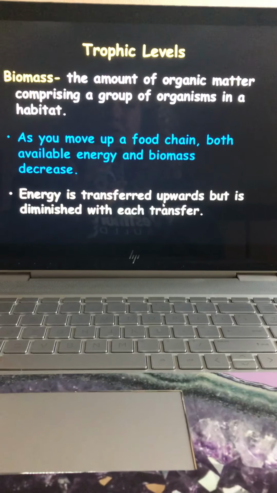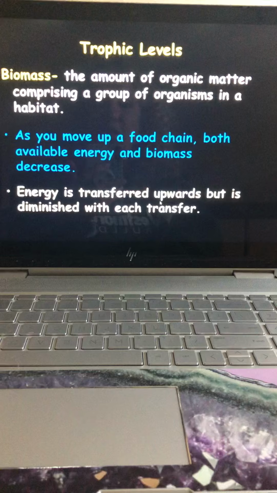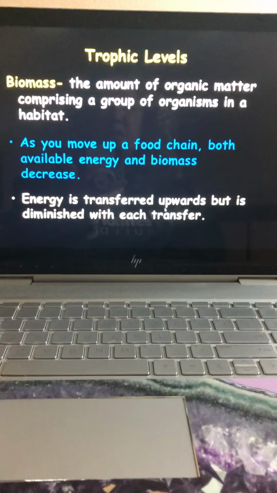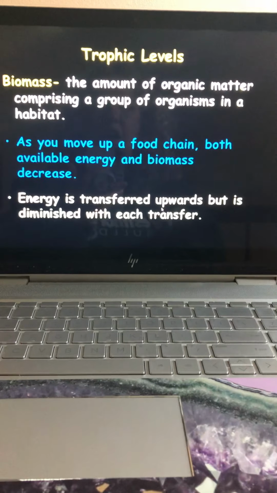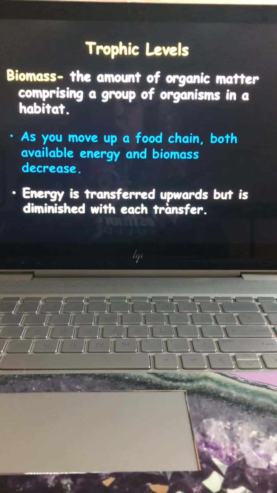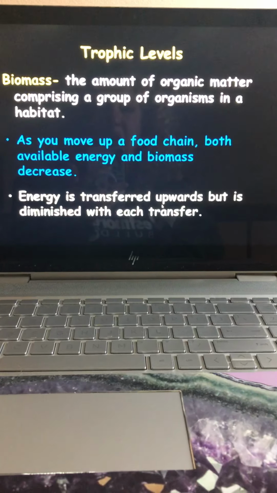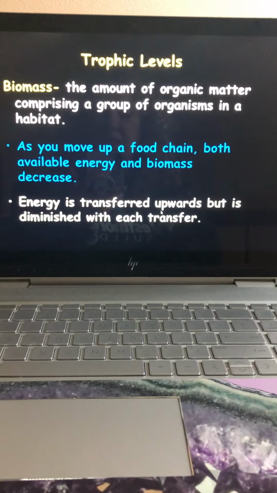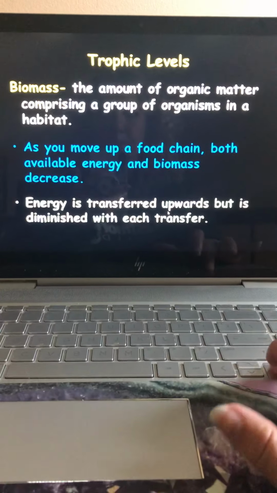And as you move up the food chain, both available energy and the biomass are going to decrease. So energy gets lost as heat, and also biomass is going to decrease as we go up. So that amount of organic matter. Energy is transferred upwards, but it's diminished with each transfer.